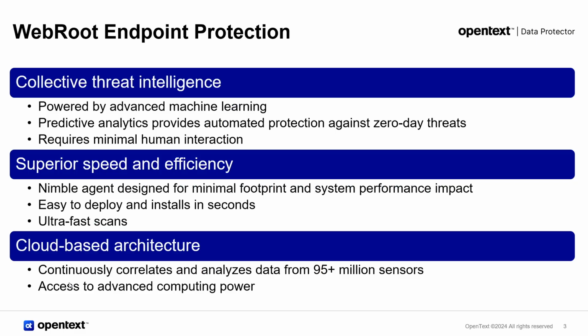At a high level, WebRoot endpoint protection does many things. To start with, it is powered by advanced machine learning with collective threat intelligence, and as a new bad actor comes in, it will automatically detect it super fast because it is built on a cloud-based architecture. It has about 95 plus million sensors of data to figure out whether a file is infected or not, whether the data coming in is good or bad.